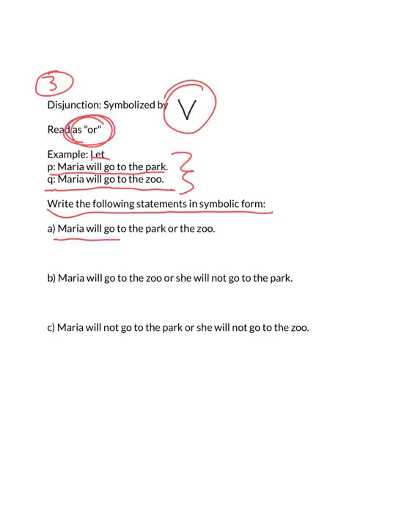Part A, Maria will go to the park or the zoo. Now we want to go in the same exact order as the sentence from left to right. So as I reread that sentence, the first idea that I hit is park. Park is represented by letter P. So P is going to come first. Check. Next up, the word or. We use our new down arrow, that disjunction down arrow. Check. And last, zoo is represented by the letter Q.